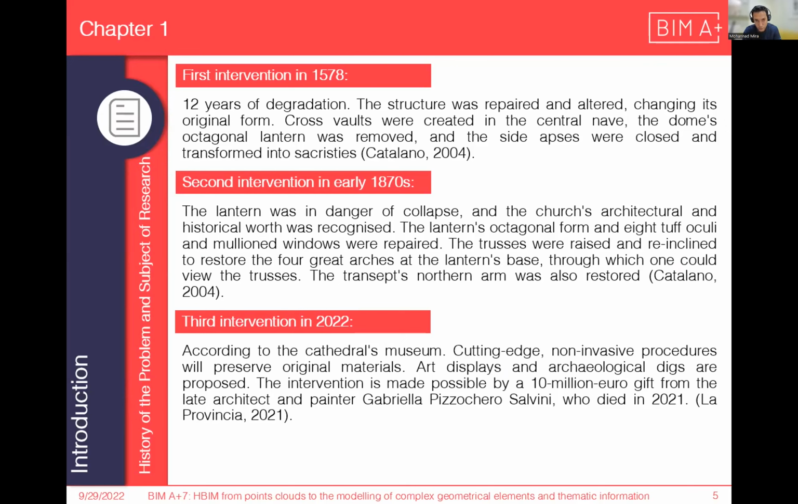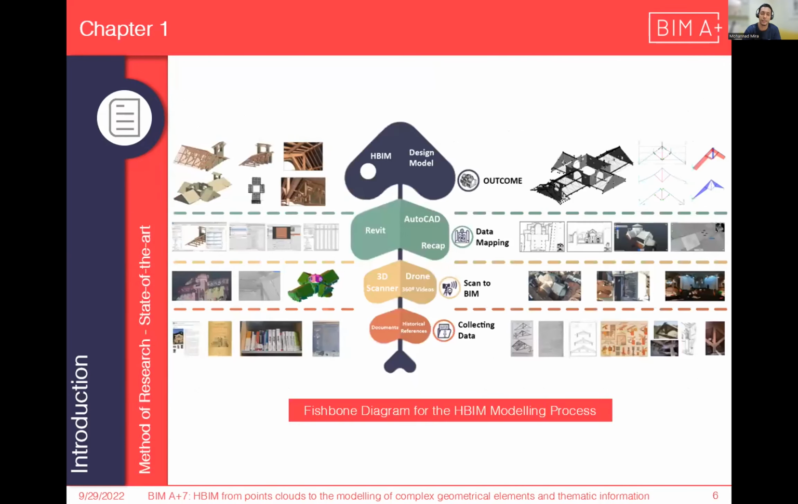The third renovation, or intervention, is this year; earlier this year, they decided to make a state-of-the-art modern renovation for the whole church, because of course, after almost 600 years, the building itself has become more and more deteriorated.